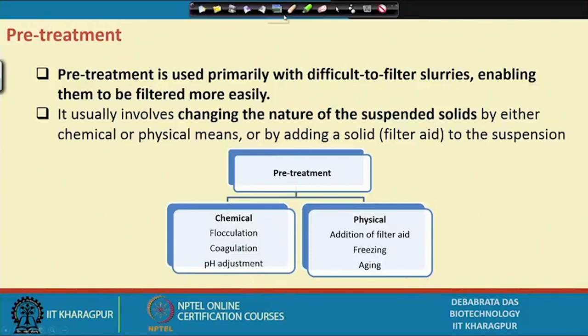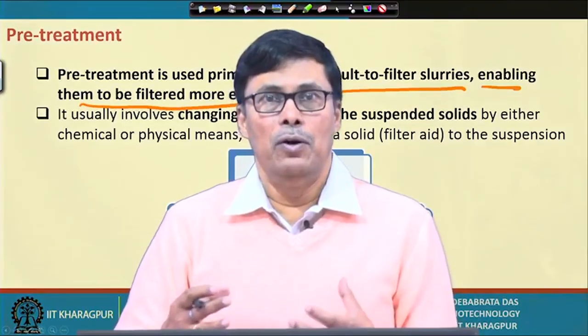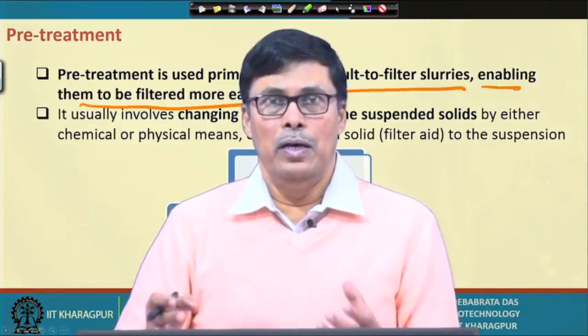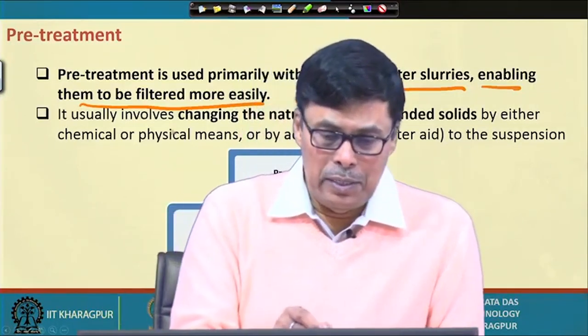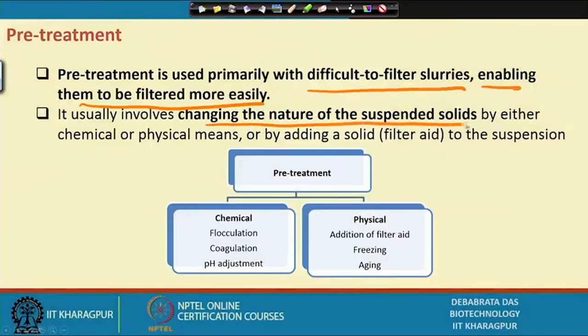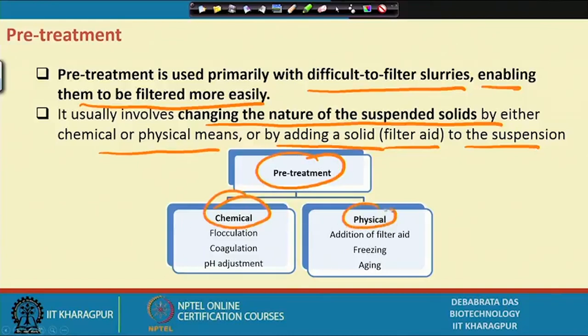Now, some pre-treatment is used primarily for slurry that is difficult to filter, enabling it to be filtered more easily. So, first we separate out the bigger cells, so the small cells will not pose much of a problem to the separation processes. It usually involves changing the nature of the suspended solid by either chemical or physical means, or by adding a solid filter aid to the suspension. Pre-treatment has two types, one is chemical and another is physical.